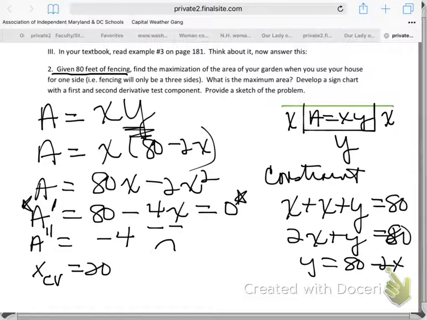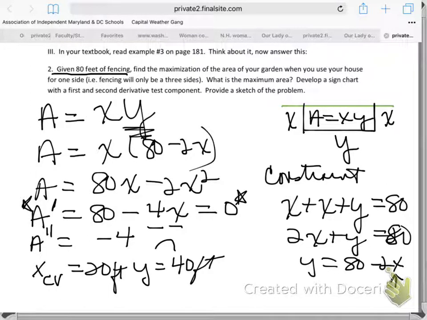Okay, so they want to know a lot of things here. They want to know to find the maximization. So if my x CV equals 20, what does my y equal? Well, find your y by plugging in your 20 right there. So 2 times 20 is 40. 80 minus 40 is 40. So my y is going to be 40. This is in feet. This is in feet. So those are my variables.